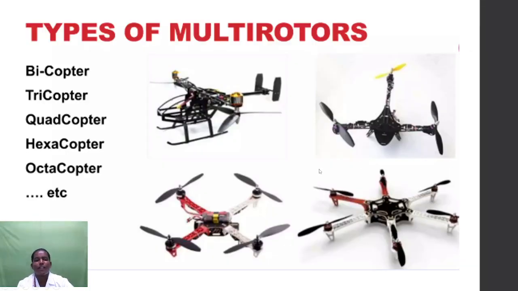Types of multi-rotors are also different, like bicopter, tricopter, quadcopter, hexacopter, octocopter, and they also have Y6 and Y8. Y6, Y8 means we are using them upward also, downward also.